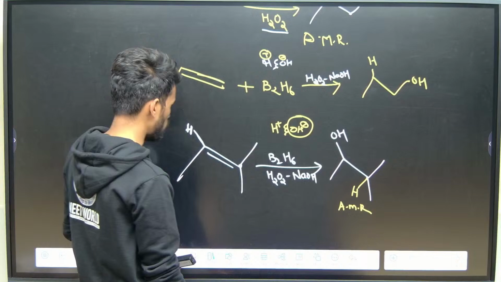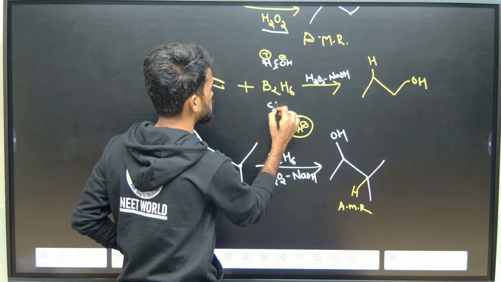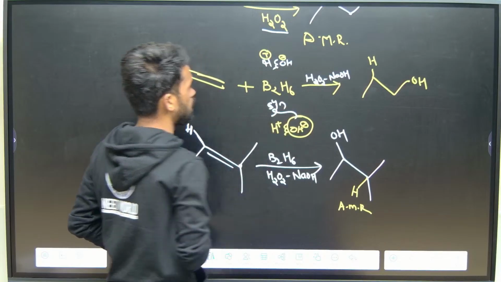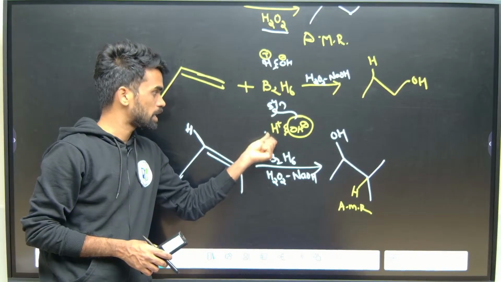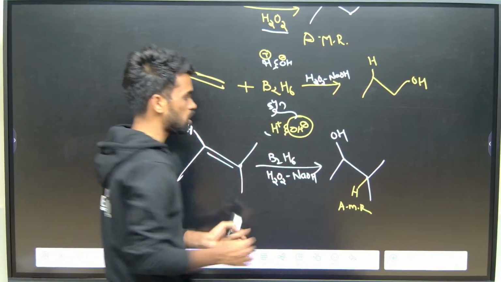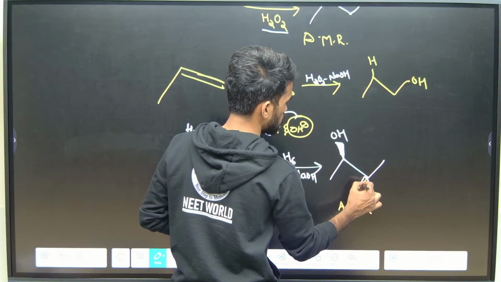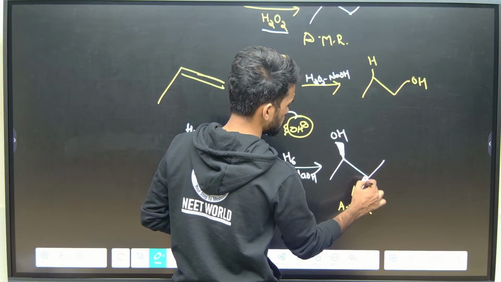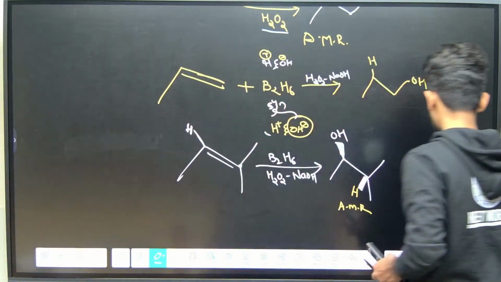Okay, so whatever groups we are adding, H and OH, these should be in the same plane. Syn addition should be taken here. Syn addition is taking place. It means the newly incoming groups like H and OH should be in the same plane. Both of them are above the plane, or both of them should be below the plane. Like this. Remember these two statements. Okay, right.